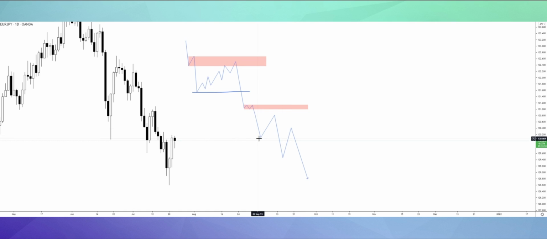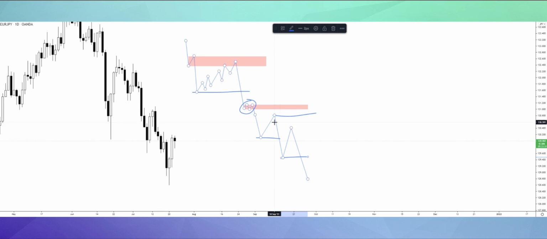Then what happened is we entered a new range, so that previous point of interest is now invalid. Why is it invalid? Because again, we've broken structure, we've entered a new range. This is our high, this is our new low. So if I just draw it on a bit better, new high, new low.